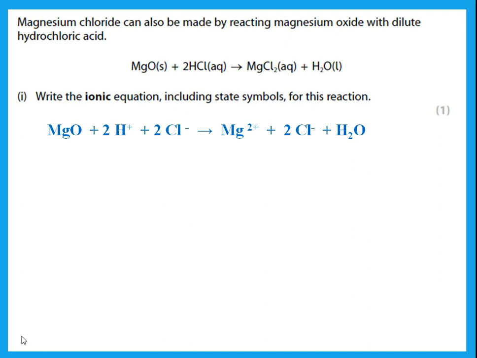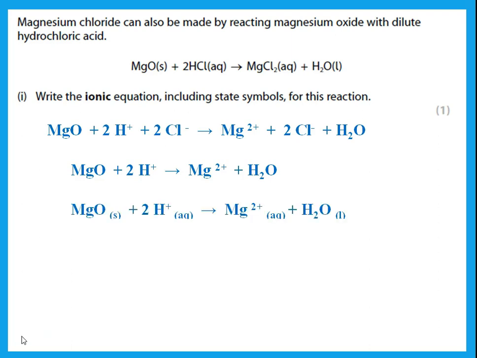Now this gives magnesium chloride, which is aqueous, so that is ionized. Magnesium 2 plus, and we have 2 Cl minus. Water is a liquid, you don't ionize it. And then you choose whatever is the same on both sides of the arrow, and they are cancelled. So the 2 chloride will cancel with the 2 chloride, and I'm left with MgO plus 2H plus to give Mg2 plus water. Okay? State symbols. If he asks for state symbols, you have to give him state symbols. So the state symbols are already written in the equation, so you just copy it.